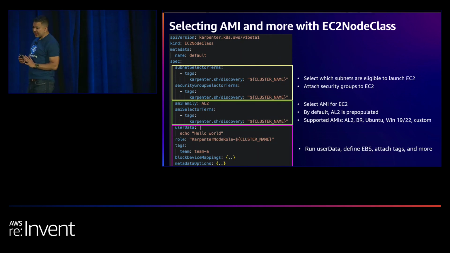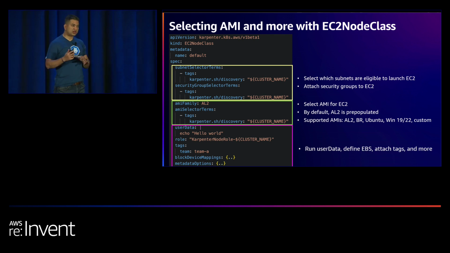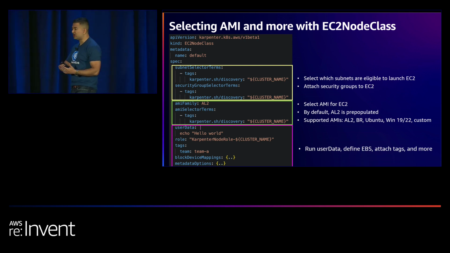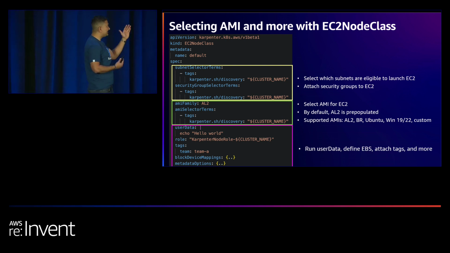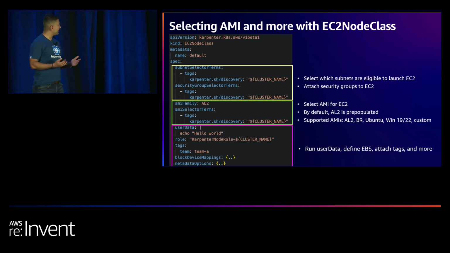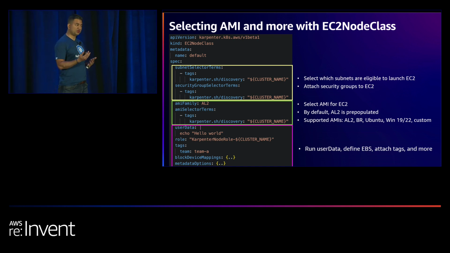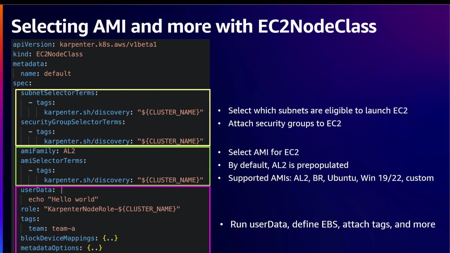So let's see this in action, and we talked a lot about node pool. There is another YAML component, we call it EC2 node class. With node pool, we controlled what kind of EC2s, what availability zones, whether it's x86 or Graviton. EC2 node class, as the name suggests, is more towards the EC2. What subnets are eligible to launch EC2s, what security groups need to be attached to those EC2s, what AMIs you should be using for those EC2s, and we support various different AMIs. You can run user data, define EBS, and so on and so forth.